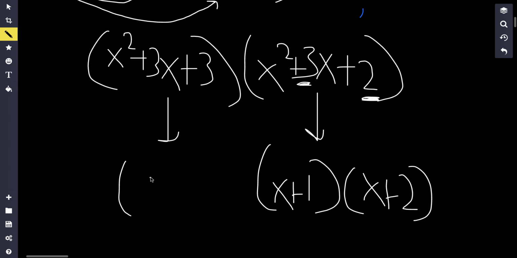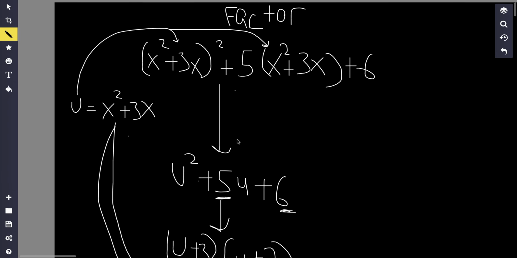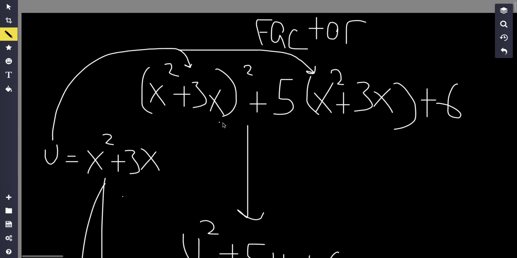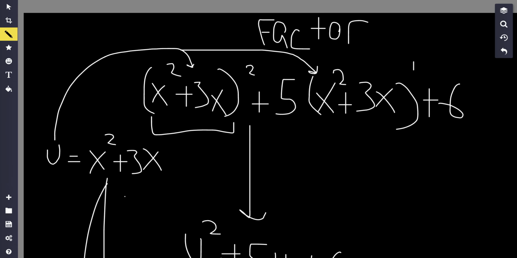And don't forget, we have to bring down this x squared plus 3x plus 3. And that's going to be the fully factored form for this expression. So yeah, whenever you notice something weird in this form, where you have something to the second power, then something to the first power, consider doing substitution for factoring.